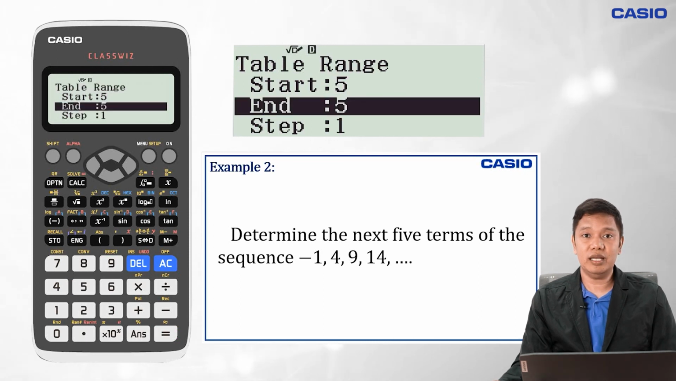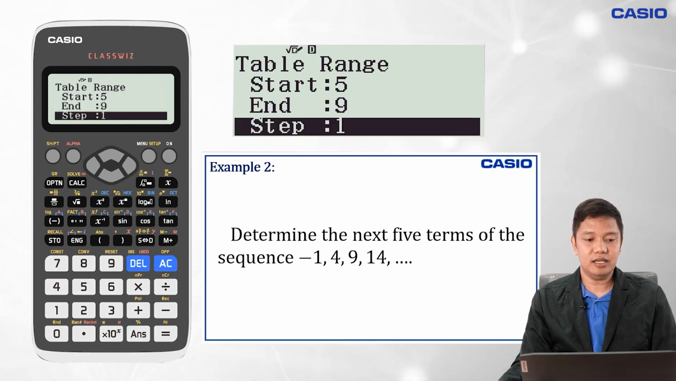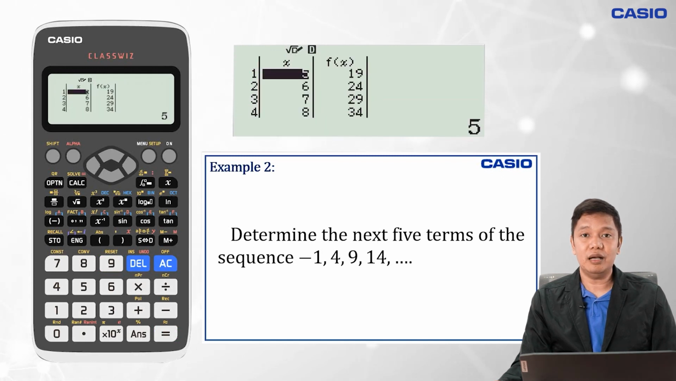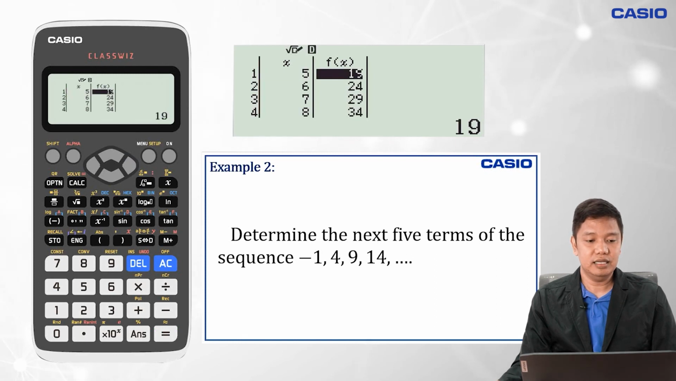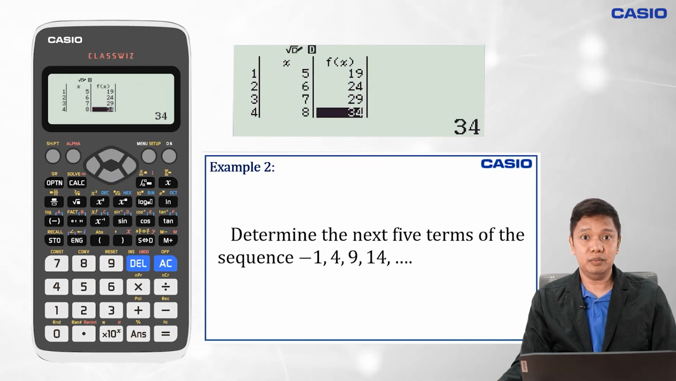And then, we need to end at the 9th term. So, press 9 and then equals. And our step remains at 1, so just press equals. And we have the table of values as the 5th term is 19, the 6th term is 24, the 7th term is 29, the 8th term is 34, and the 9th term is 39.